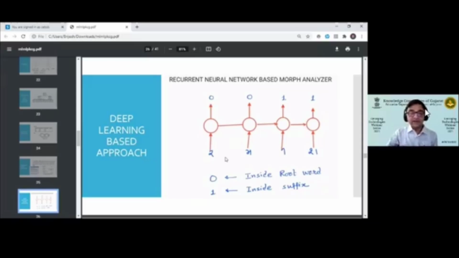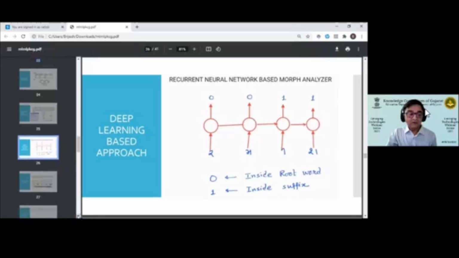And after training the net, hope that the recurrent network would predict the new word correctly and give you the correct root and suffix for that. So it's a deep learning-based way of morphological analysis.